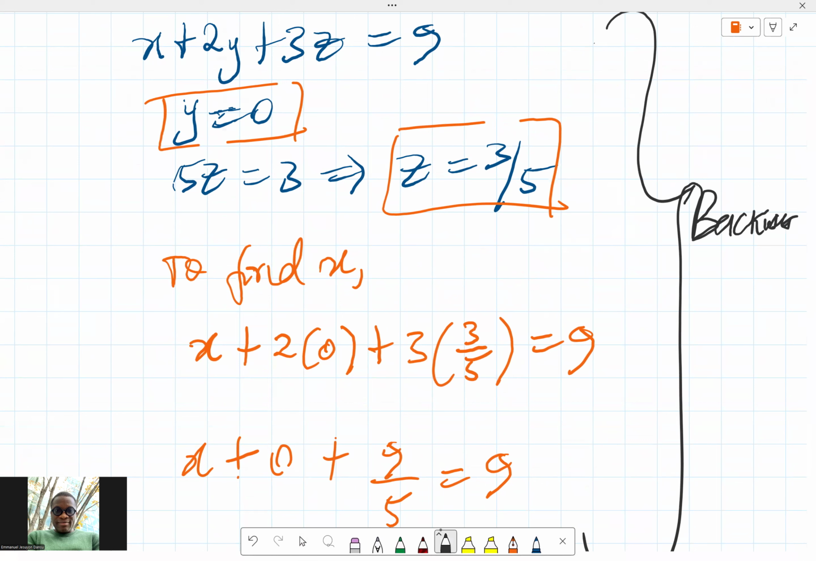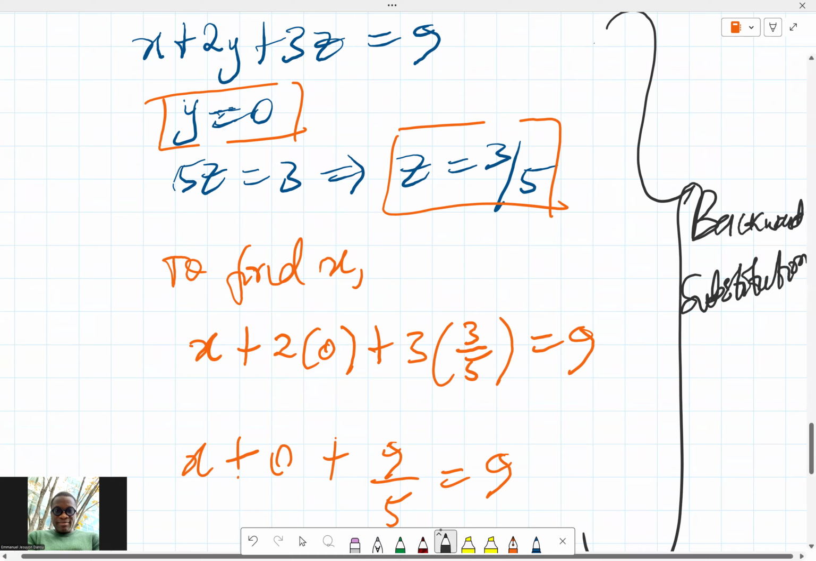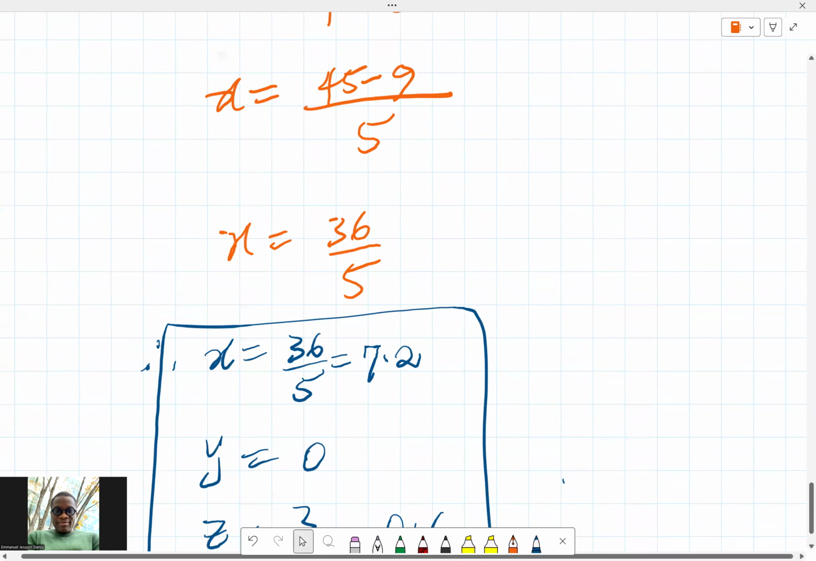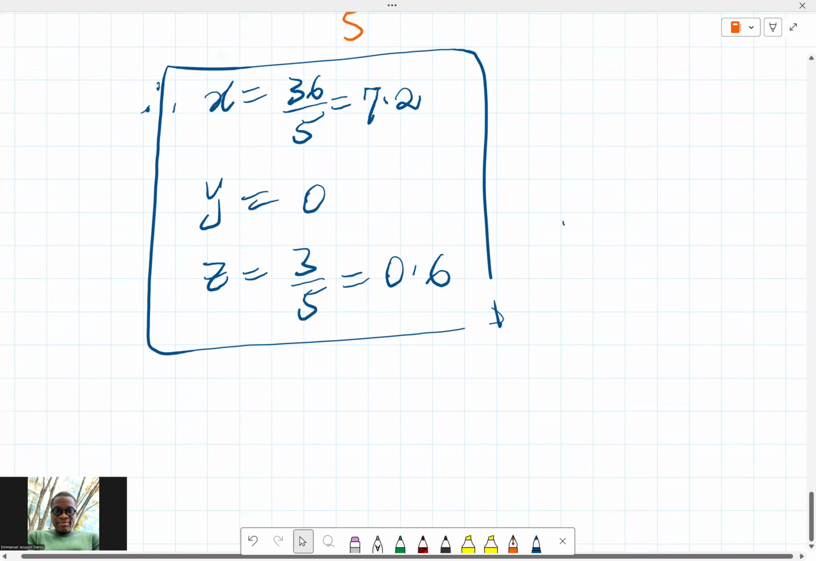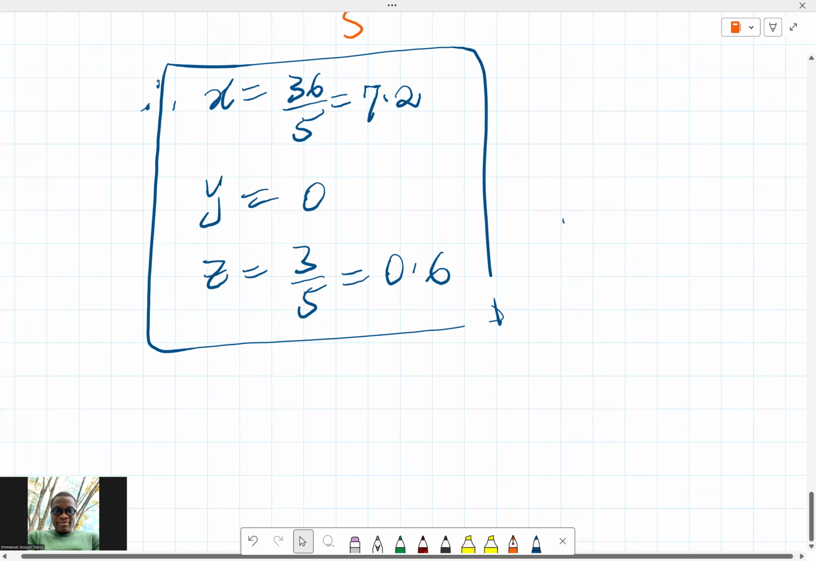Backward substitution. All right, so watch out for the next video, where we are going to solve the same problem using the LU decomposition.